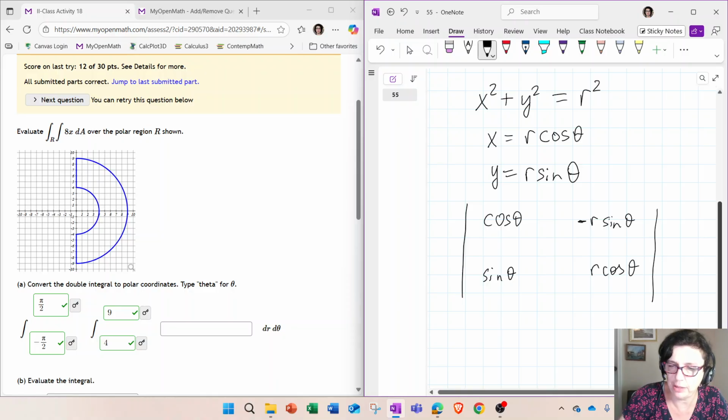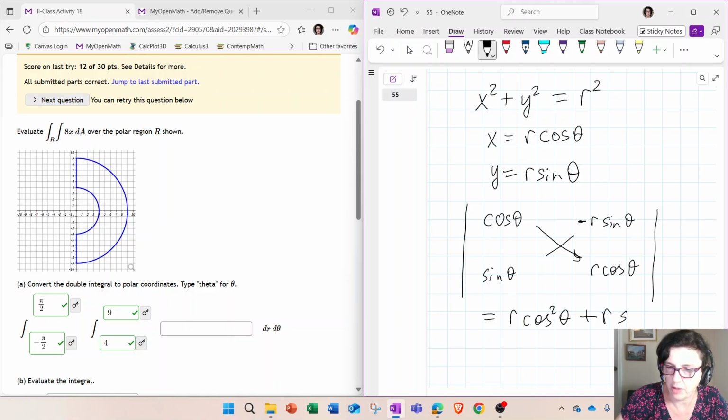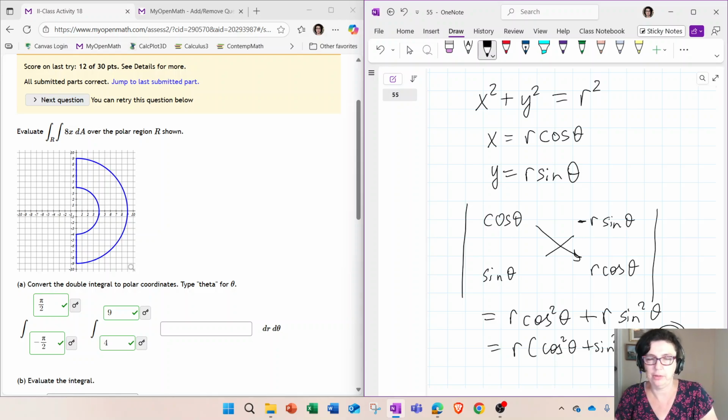And if you find this determinant, remember you multiply this way. So you get r cosine squared theta. And then you subtract the product of the other two this way, but because this is a minus, that'll be a plus. And so you'll see that that would be r sine squared theta. And you can factor r, and you'll get cosine squared theta plus sine squared theta. And that's where you get that Jacobian, that pirate thing, r.